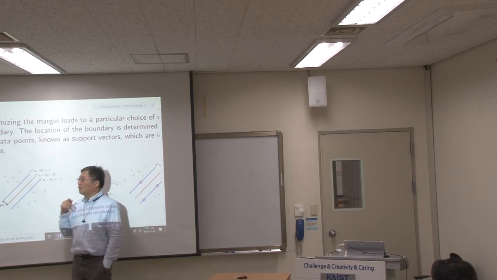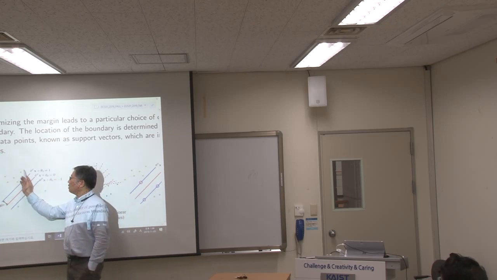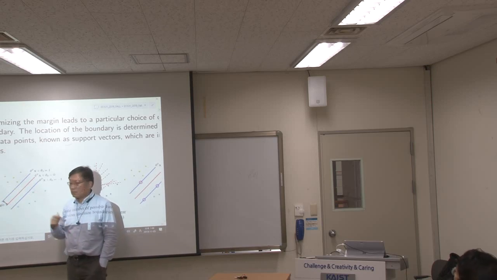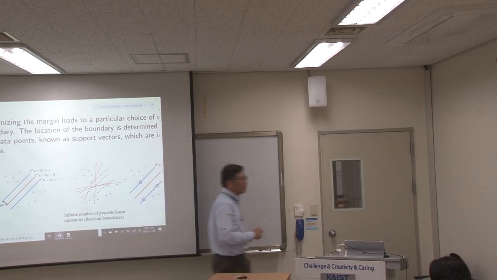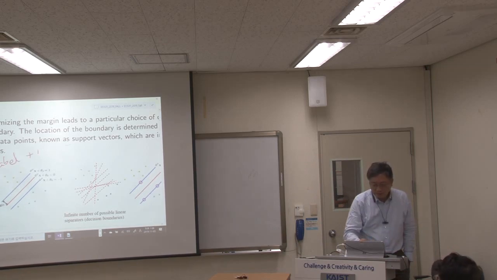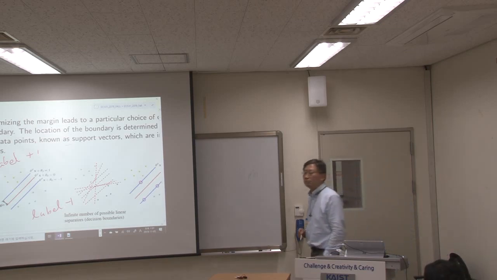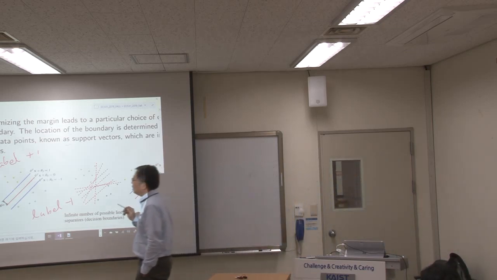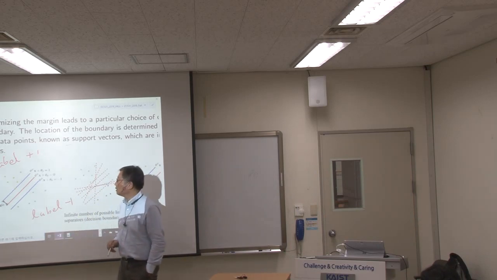And if it lies above this line, then it's classified as yellow, and it will receive label +1. And if it lies below the red line, it receives label -1. Okay? So yellow is +1 and blue is -1.